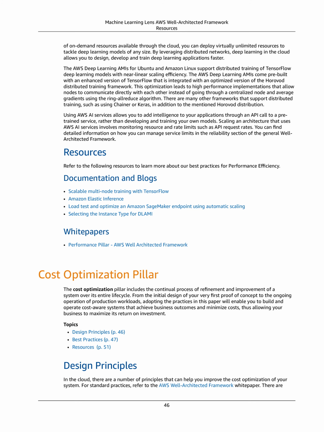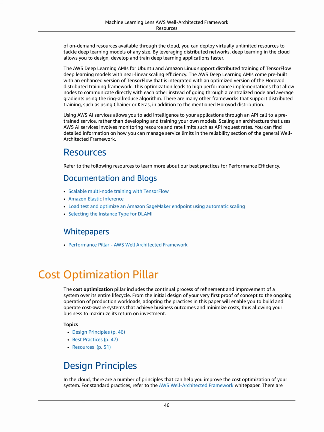The AWS Deep Learning AMIs for Ubuntu and Amazon Linux support distributed training of TensorFlow deep learning models with near linear scaling efficiency. The AWS Deep Learning AMIs come pre-built with an enhanced version of TensorFlow that is integrated with an optimized version of the Horovod distributed training framework. This optimization leads to high-performance implementations that allow nodes to communicate directly with each other instead of going through a centralized node and average gradients using the ring-all-reduce algorithm.